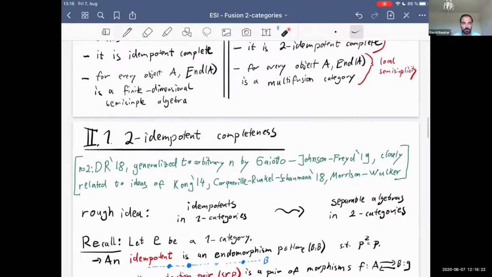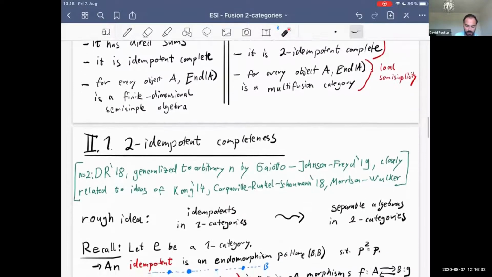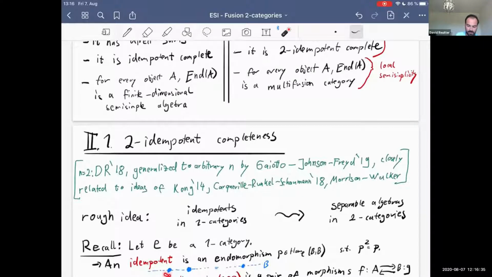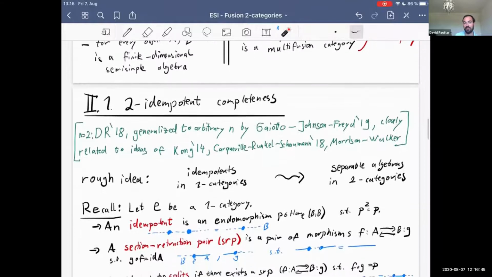So let's briefly recall an idempotent. If I have a 1-category, what's an idempotent in that 1-category? Well, it's just some endomorphism P that squares to itself, right? And if you know string diagrams for categories, you can think of this as little dots, such that if I take 2 of these little dots next to one another, I get a single little dot. Now, closely related to the notion of an idempotent is the notion of a section retraction pair. This is just a pair of morphisms F and G, such that they compose in one direction to the identity. So this is the identity, but composing them the other way around is not the identity.